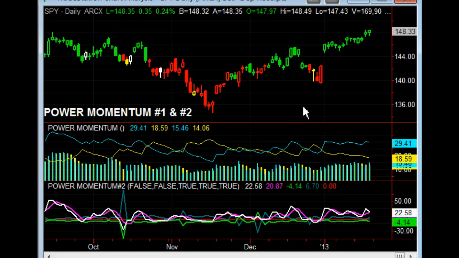So now we move on to our power momentum. Now, power momentum 1 and 2, these are very fast moving, a little bit more unique math concepts. We're trying to determine when there's an irregularity in the readings that are happening for market internals, and this is designed to give us a little bit faster heads up.